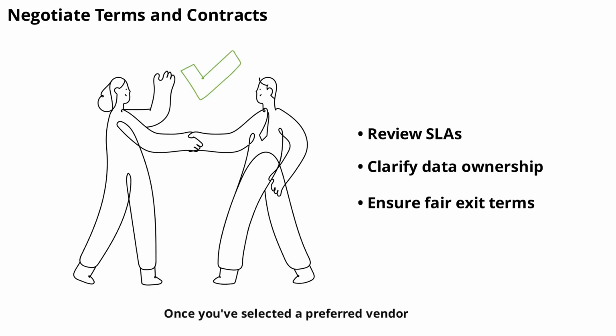Once you've selected a preferred vendor, negotiate the terms and contracts. Pay attention to service level agreements, data ownership, and exit clauses. Clear and fair contracts protect your organization and set expectations for both parties.